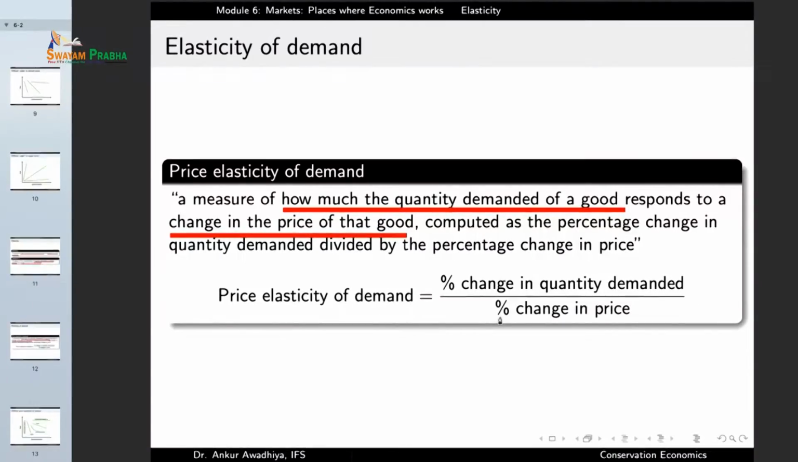On the other hand, it is also possible that with a small change in price, you make a big change in the quantity that is demanded. A good example is, suppose you are equally fond of eating chocolate ice cream and vanilla ice cream. Earlier you were having a cone of both of these ice creams for say 20 rupees. Now currently the price of chocolate ice cream has remained 20 rupees, but the price of vanilla ice cream increases from say 20 rupees to 25 rupees.